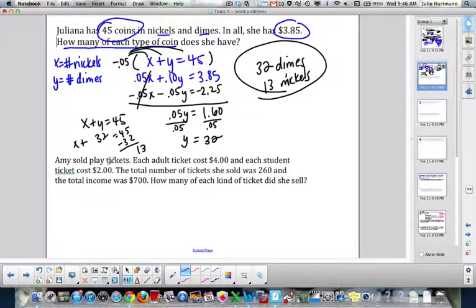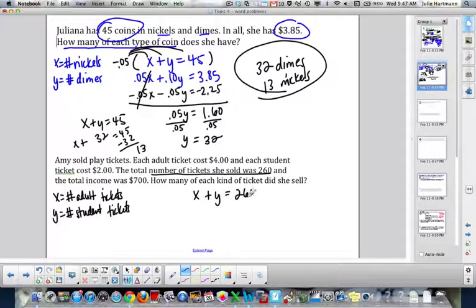Next, Amy sold play tickets. Each adult ticket cost $4 and each student ticket cost $2. Total number of tickets she sold was 260 and the total income was $700. How many of each kind of ticket did she sell? So we have x equals the number of adult tickets, y equals the number of student tickets. So total number of tickets was 260. So x plus y equals 260.